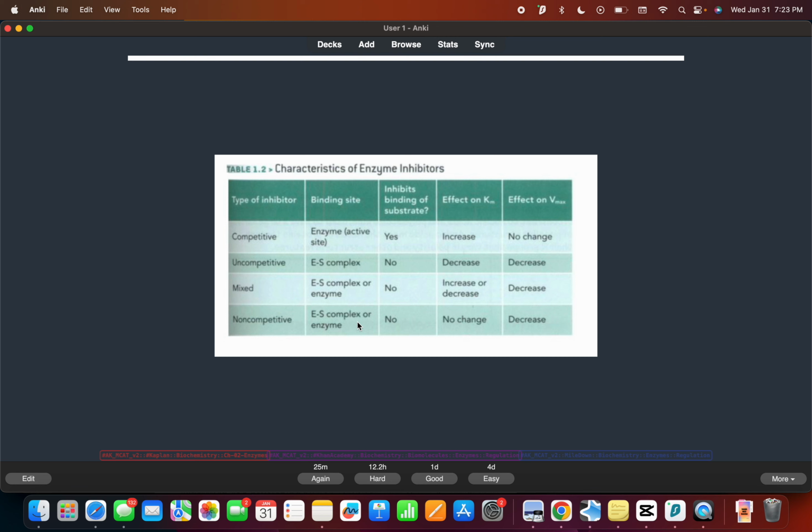Effect on Km: for competitive, it increases. For non-competitive, the Km does not change. And for uncompetitive, both Km and Vmax decrease. For competitive, the Vmax does not change, and the Vmax for non-competitive decreases.